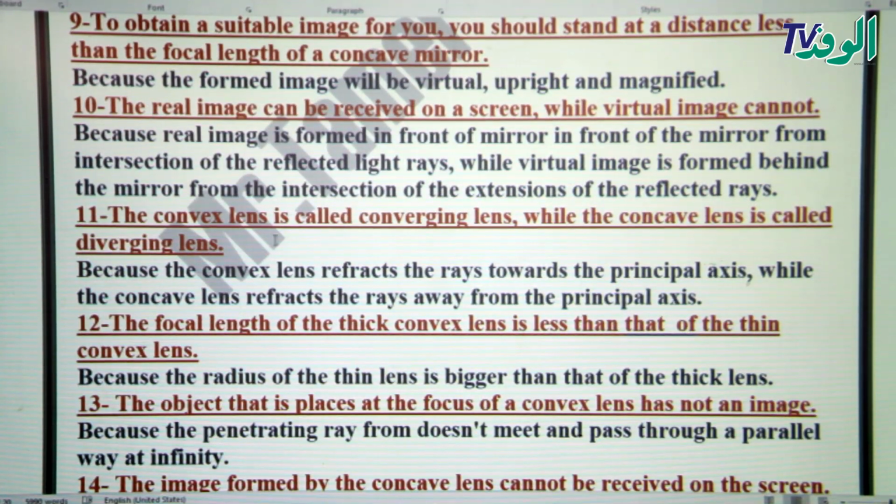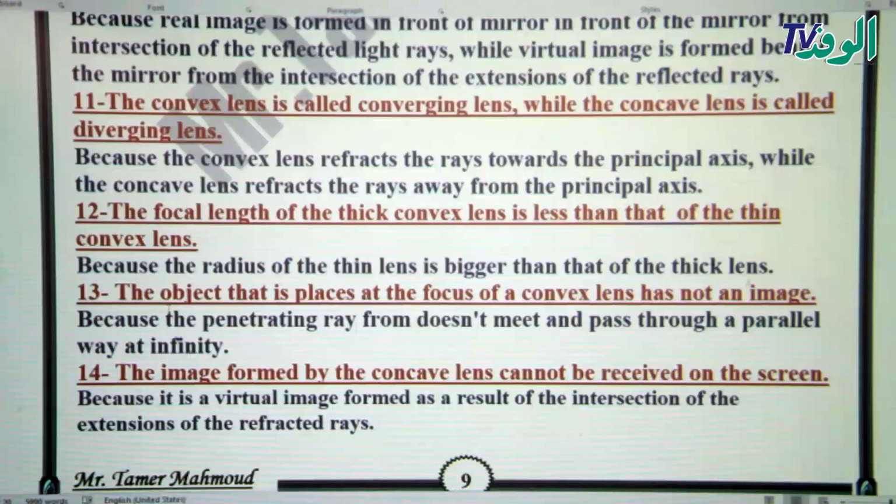The convex lens is called a converging lens, while the concave lens is called a diverging lens. Why? Because the convex lens refracts the light toward the principal axis, while the concave lens refracts the rays away from the principal axis.